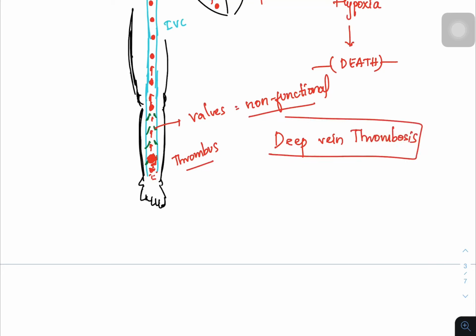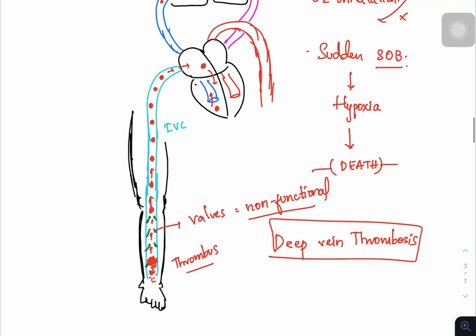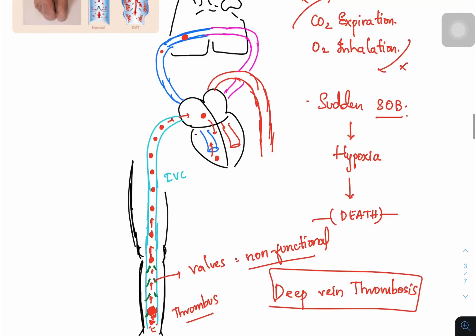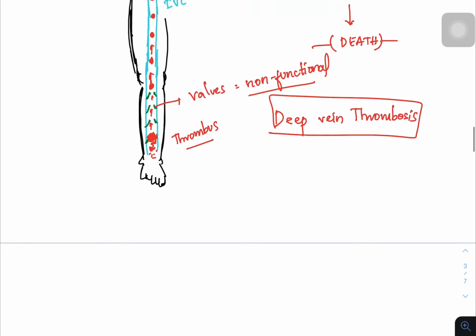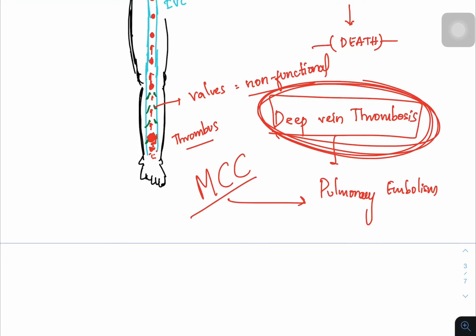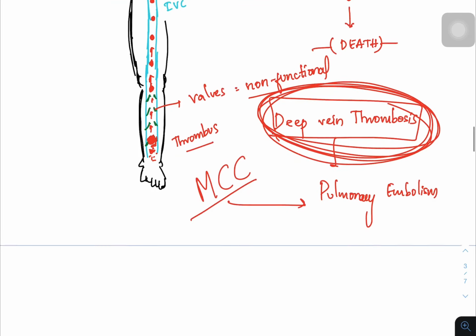Because of this deep vein thrombosis, the patient is having pulmonary embolism. This condition where the thrombus has embolized all the way and reached the lungs is called pulmonary embolism. So if I ask you what is the most common cause of pulmonary embolism, or PE, it is nothing but deep vein thrombosis. Deep vein thrombosis is the most common cause of pulmonary embolism.